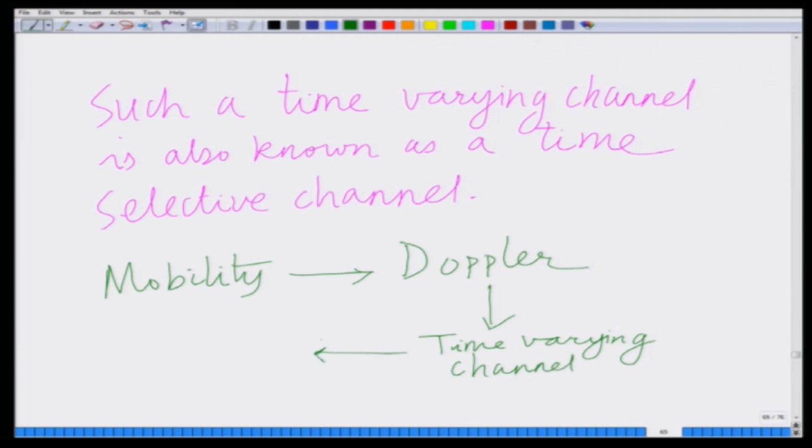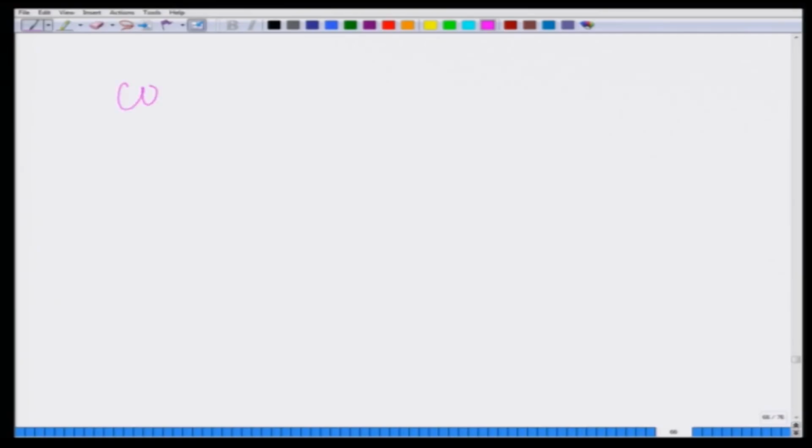and therefore, this time varying channel is a time selective channel. So, the mobility results in the Doppler effect. The Doppler effect is resulting in the time varying phase or the time varying channel, and this is therefore a time selective wireless channel. So, this Doppler effect is leading to the variation of the wireless channel with respect to time. Now, how fast or how slow is this channel changing with respect to time? For that, let us look at the phase factor. Consider the typical phase factor.